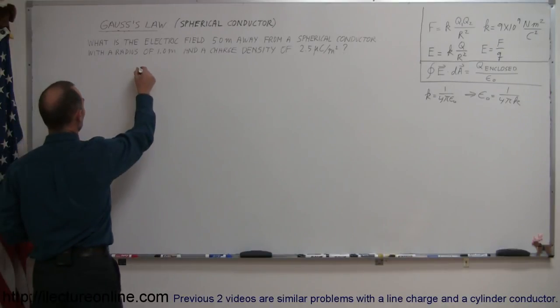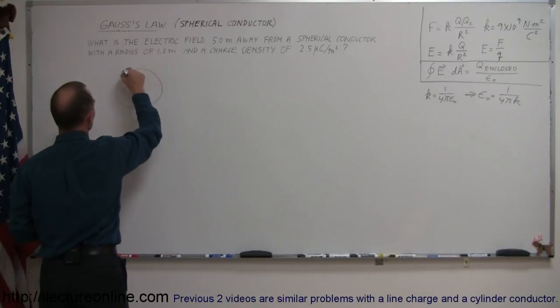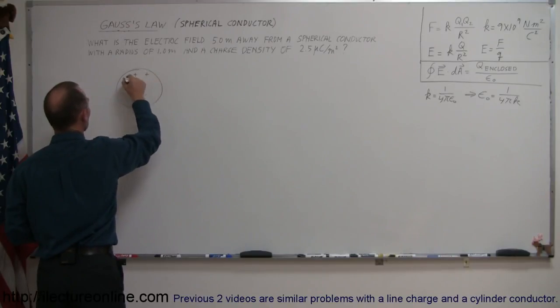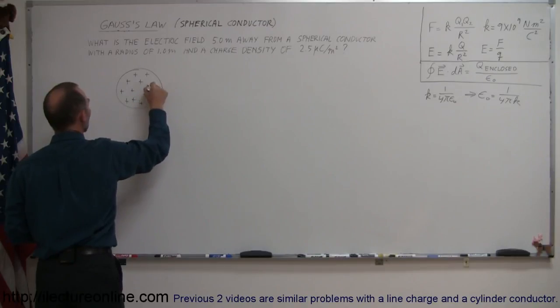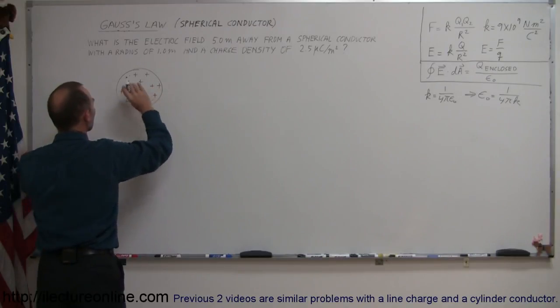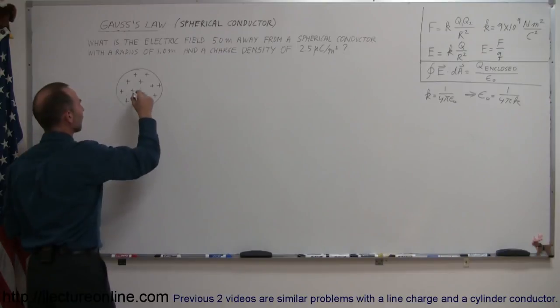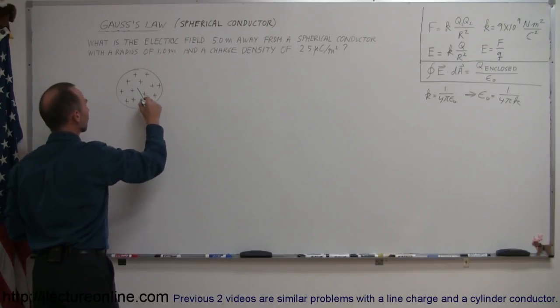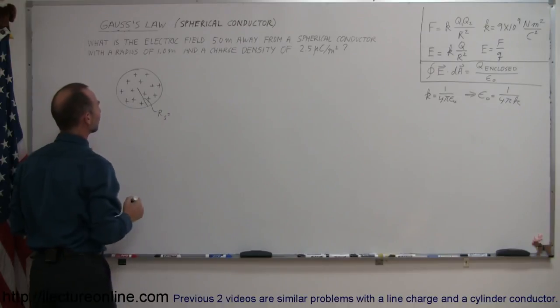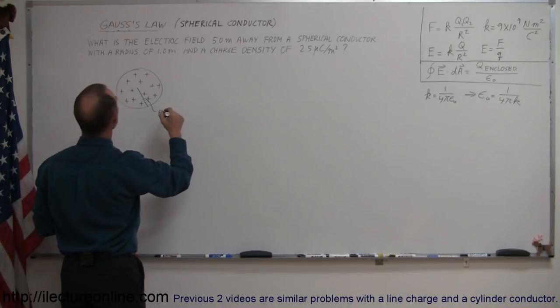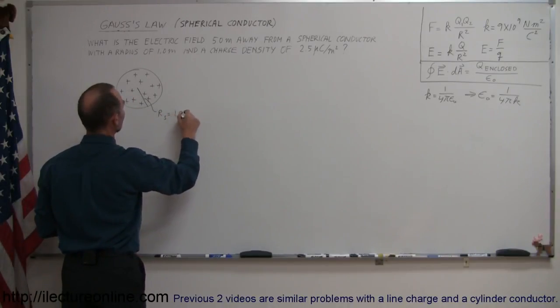So here we have a spherical object with a uniform charge density. Since it's a conductor, you can imagine that all this charge will be equally distributed over the surface of the sphere. The radius of the sphere, so let's call this r sub s, is equal to 1.0 meters.